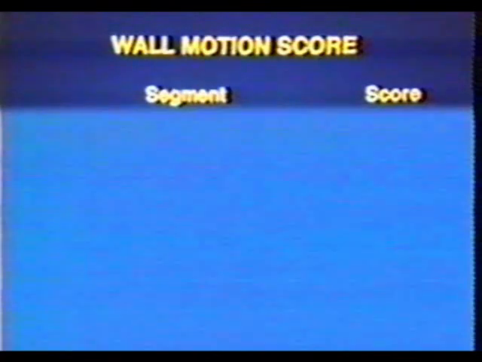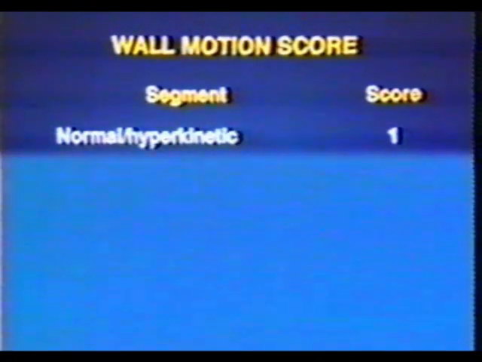To calculate a wall motion score, each of the 14 segments is visualized from as many different views as possible. Each segment is assigned a score according to its degree of systolic thickening. In our earlier work, we used a score of 0 for hyperdynamic, but we currently assign a 1 if the segment is either normal or hyperdynamic.